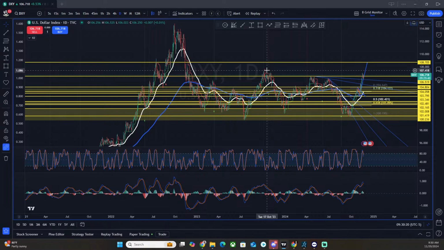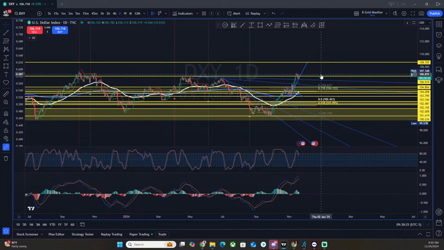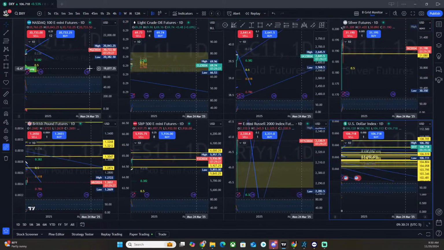Isn't that the start of our bull run? So this is going to be very interesting as we get deeper into the end of the year. So just keep this in mind. The level is 107.345. All right, so let's go into NQ.